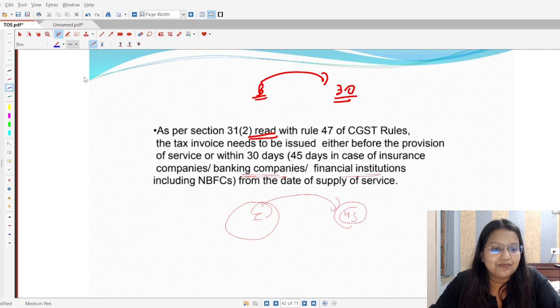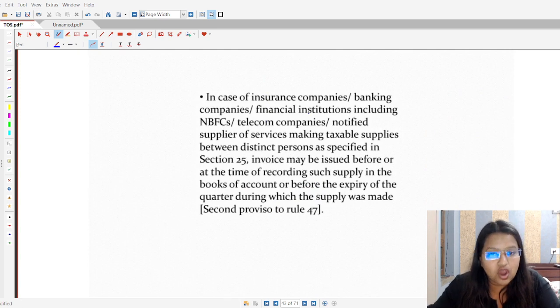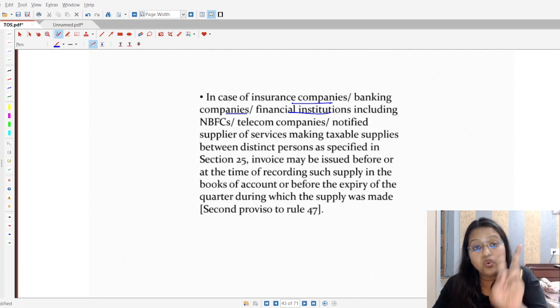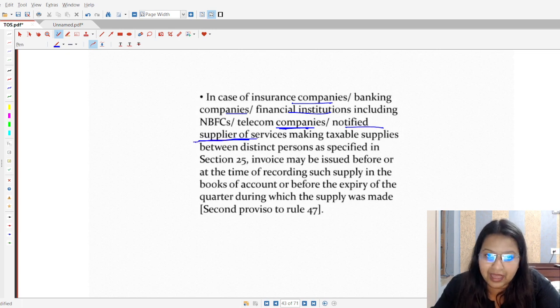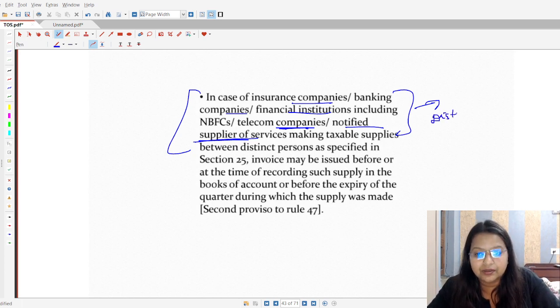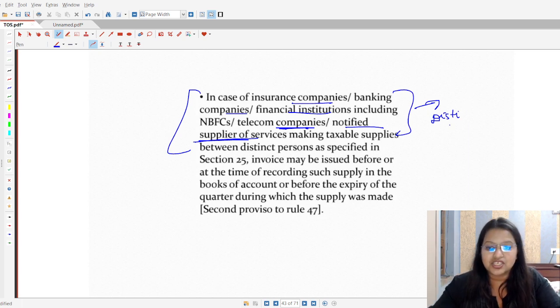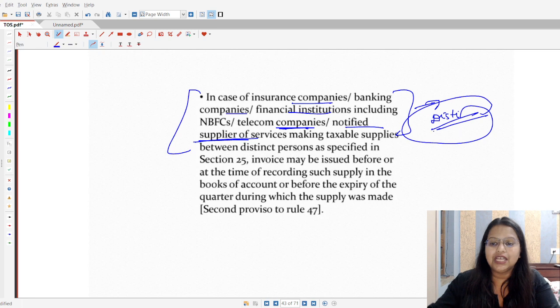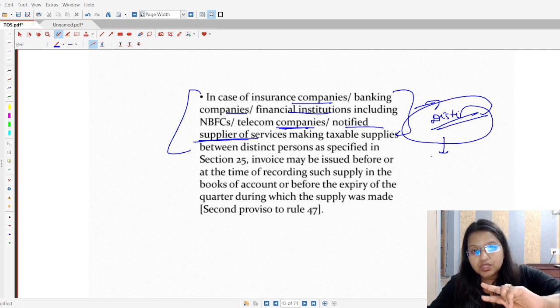Okay, great. Now in the next case, students, in the case of insurance companies, banking companies, financial institutions, including NBFCs, we are going to cover two additional categories also, that is telecom companies and any kind of notified supplier. If these categories are making supplies to their distinct person, we have covered the distinct person in the chapter on registration and in the chapter on supply under GST, in the regular class. So if these supplies are made to a distinct person, the time of issuance of invoice changes.